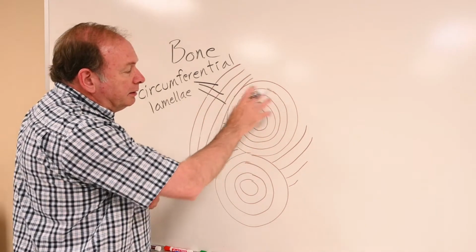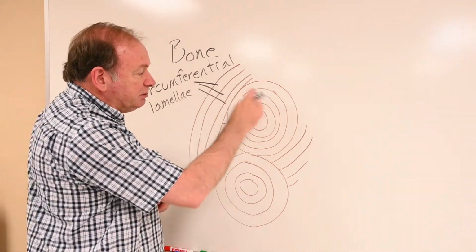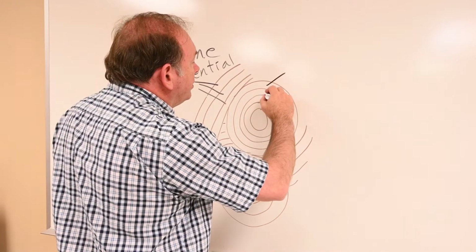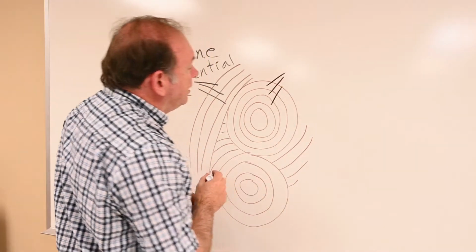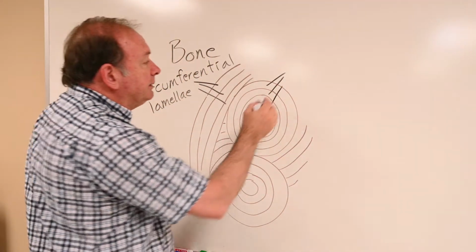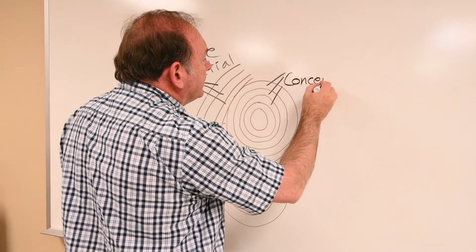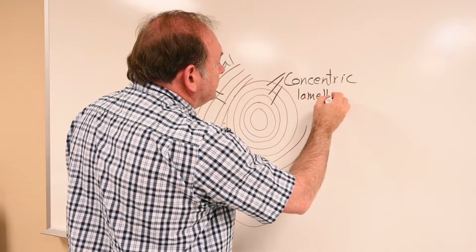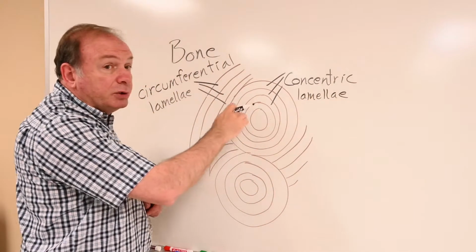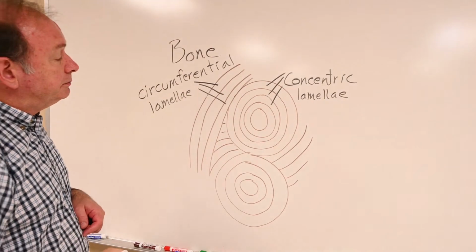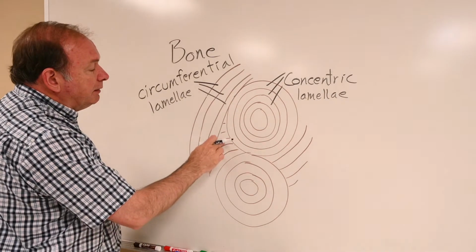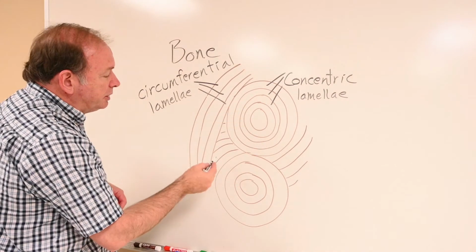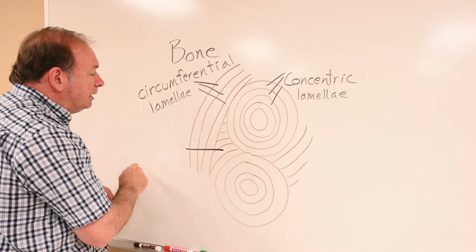Then in here we have what's called a Haversian system. This bullseye arrangement is called a Haversian system, and the layers of matrix associated with the Haversian system in here, these are called concentric lamellae. We've got concentric circles around the same center. And then those bits of lamellae, bone matrix material laid down, filling the gaps between these circular shapes, that would be called an interstitial lamella.